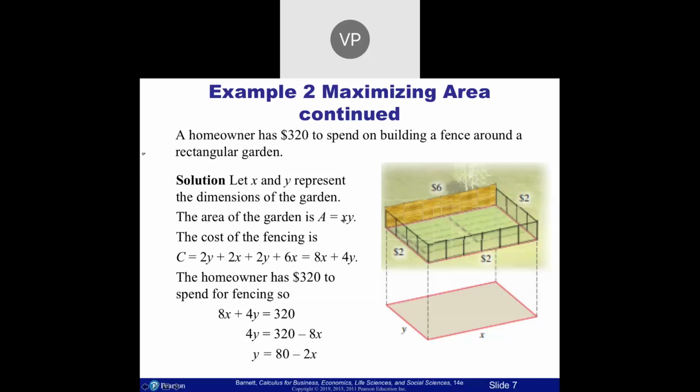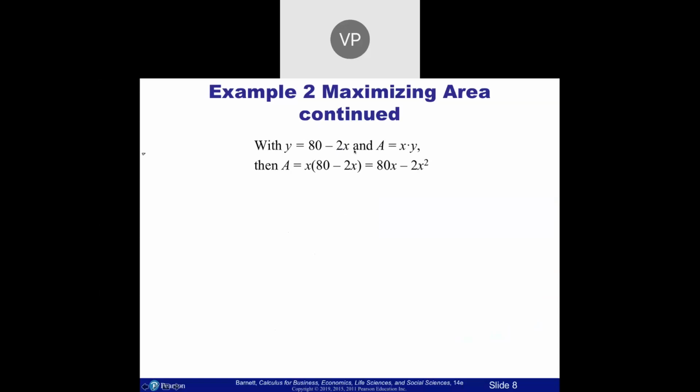So this area equals X times Y. I'm going to replace the Y with 80 minus 2X. So again, here's what we know. Here's the formula. In place of this Y becomes the 80 minus 2X. So my new area equation, they didn't actually show it right, but here's what it is. Area equals 80X minus 2X squared. That is my formula for area. All right, based on what they gave us, that $320 budget.